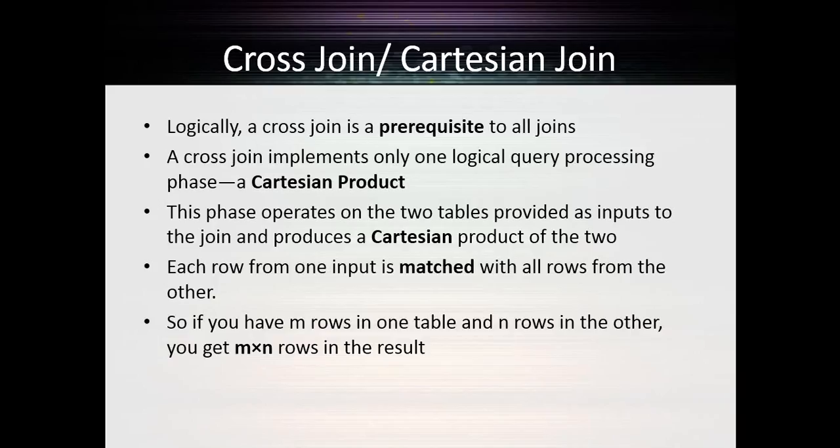And it's a prerequisite to all joins because in all of the SQL engines that we use, be it MS Access or SQL Server, MySQL or Oracle, in all of the joins that are going to be performed, before them a Cartesian join would be performed. And as you can see, a cross join would implement only one logical query processing phase, a Cartesian product. So this phase operates on two tables provided as inputs to the join and produces a Cartesian product of the two. Now, what is a Cartesian product?